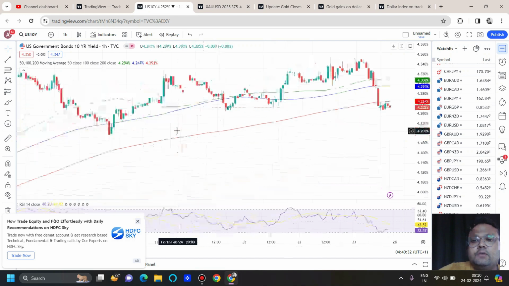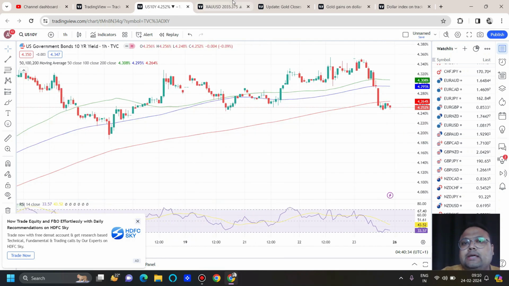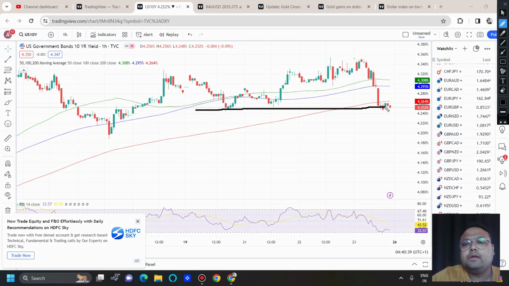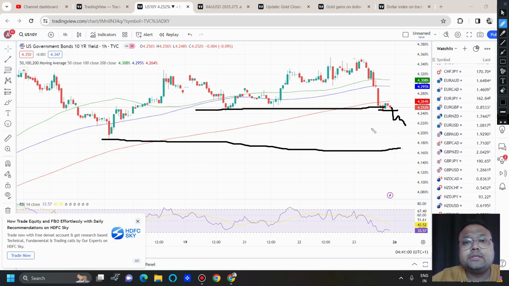My dear friends, on the chart of bonds, we can see that it closed at the support level. So the market opening is going to be very important for the bond market as well, because if it breaks the support and starts falling, you can see that there is no immediate support. The bond market will head towards 4.180%, and we may see upside on gold again.